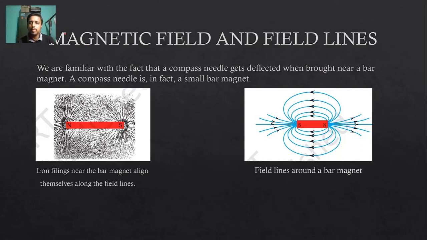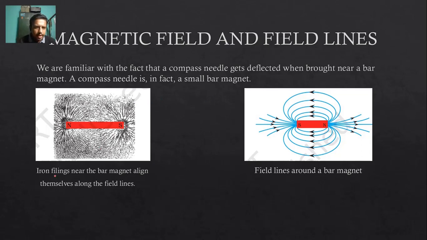We know by general knowledge that when a bar magnet is placed near a compass needle, the needle will deflect, because the compass needle consists of a north and a south pole. If you bring the north, it will deflect. If you bring the south, it will attract. That is all. The compass needle is in fact a small bar magnet only.